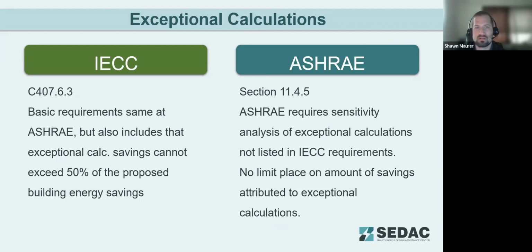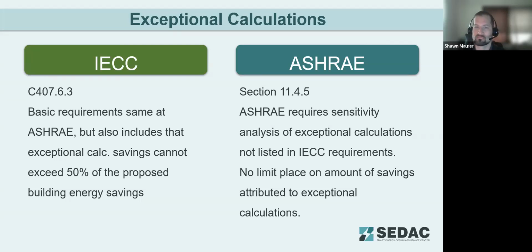The next section, the exceptional calculations. These are calculations where your modeling software isn't able to model a specific component of your facility. It could be an advanced HVAC system, or if you've got a specific wall assembly that might not be one of the default models that's built into the modeling software that you're using.